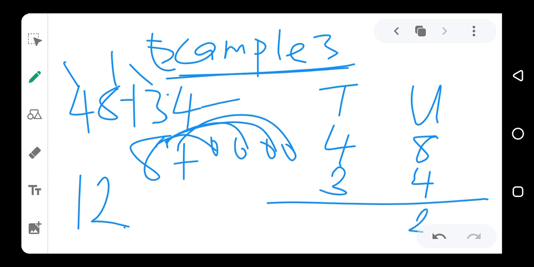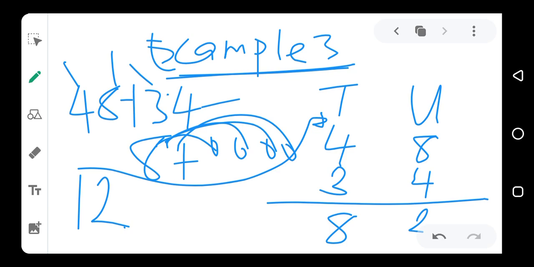And then 1. We now say this 1, we add it to this first number 4. 1 plus 4 is 5. Then 5 plus 3 is 8. So it becomes 82. So 48 plus 34 is 82.